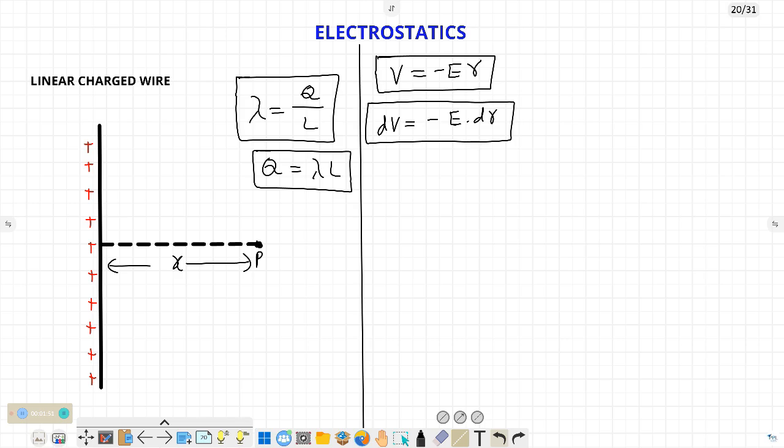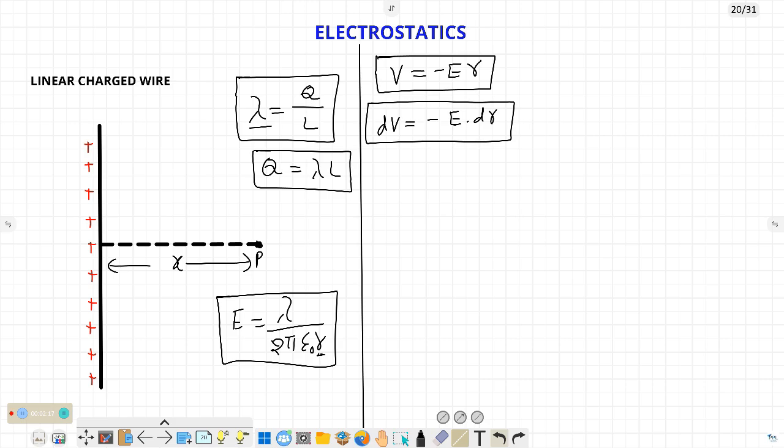Now what is the electric field due to this infinite charged wire? We already learned this in the previous class. The formula is E equals lambda by 2 pi epsilon naught R, the electric field due to an infinite length wire at any point. Now apply this formula. Lambda is the linear charge density, 2 pi epsilon naught is constant, and R is the distance of the point.